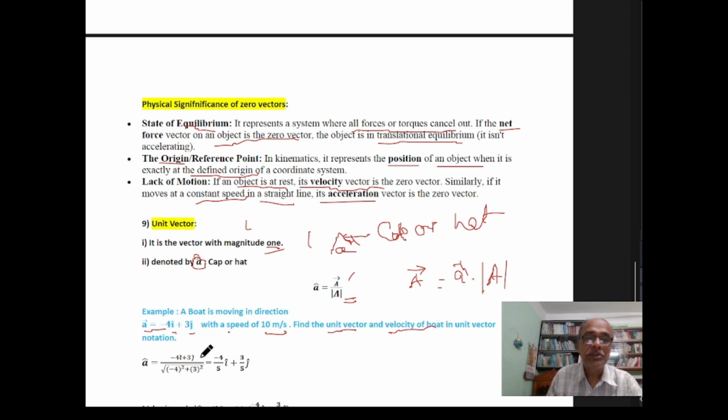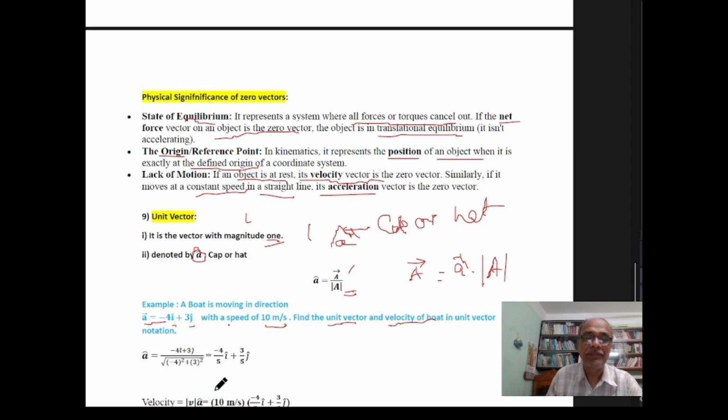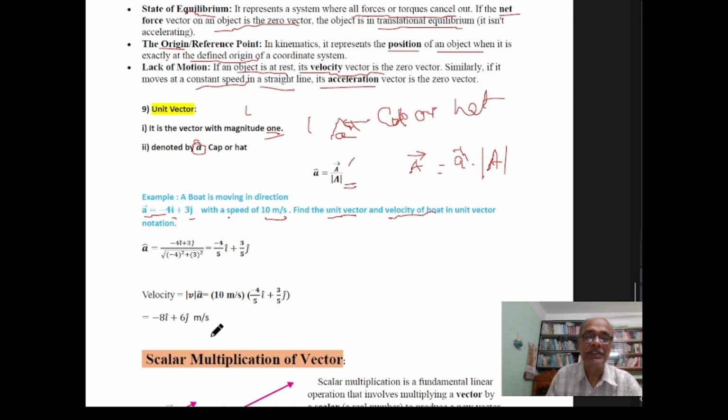The vector is this one. So what is the unit vector? Unit vector equals vector divided by the magnitude of this. Magnitude means the square of this and this, whole square root. So minus 4i plus 3j divided by the square root of minus 4 squared plus 3 squared, and that equals 25. The square root of this equals 5, and ultimately the result will be this one.